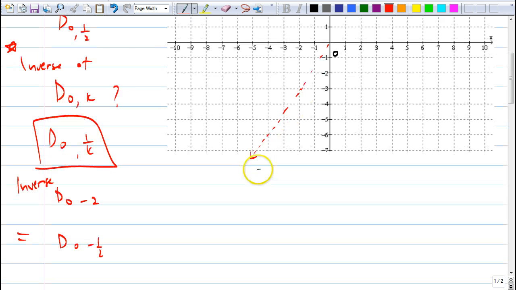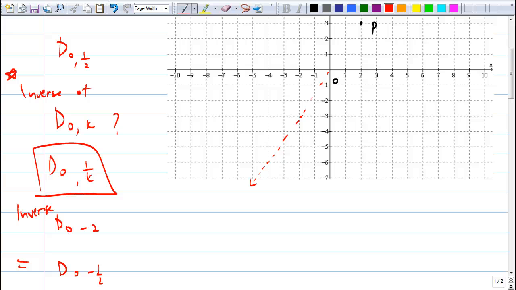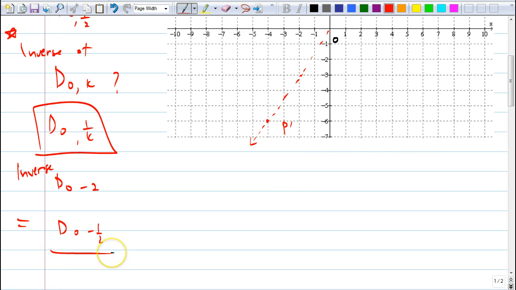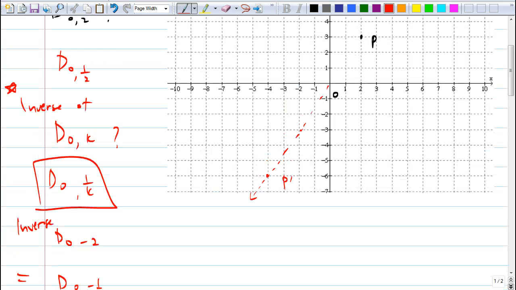So where would P prime be if I were to apply D of negative 2? Because we're looking for the inverse of D of 2. So we have to take P to D of negative 2, right? Where would it go? It goes to P prime, then goes to where? Negative 4, 6, right here. Would you agree? Now the question is, will D around O of negative half take it to P? I would think yes, it will.